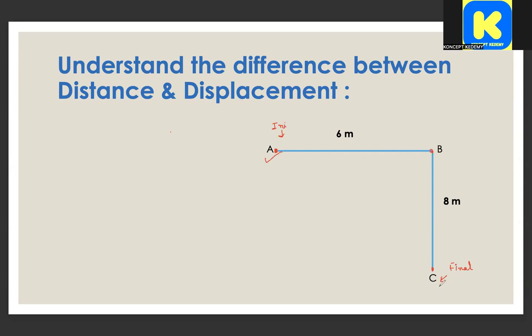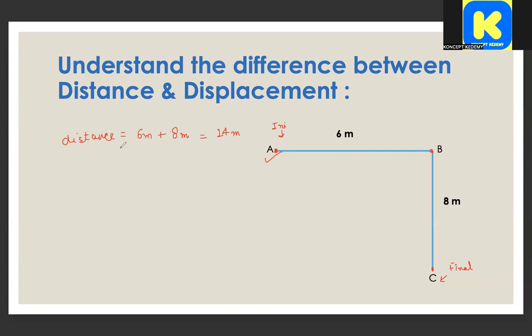Now we need to find out the distance and displacement. How much distance did the object cover and how much displacement? So let's see. First we are going to find the distance. Distance means the total length of the path covered by the object. The object started from A and covered 6 meters, plus then it goes this way, plus 8 meters. So 6 meters plus 8 meters, and this will be the distance. 8 plus 6 is 14, so the total distance covered is 14 meters. Simple, easy peasy. No need to mention the direction. Just write the value and you are done.